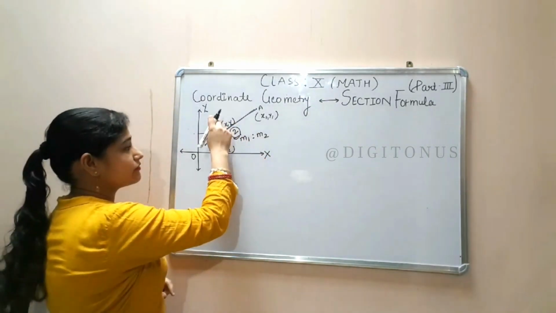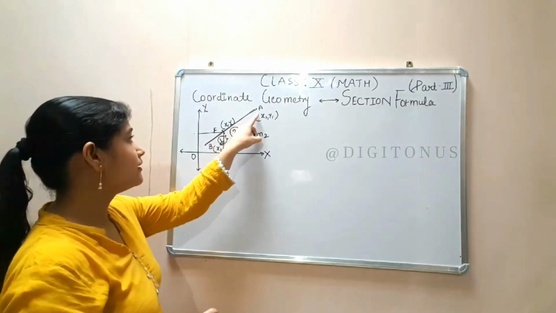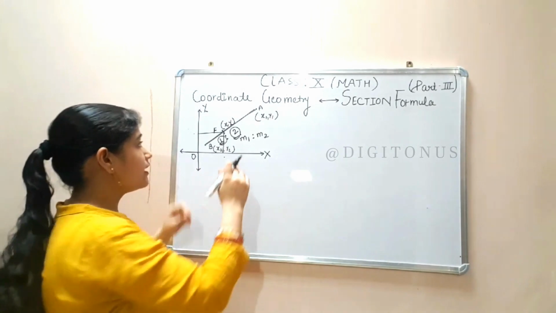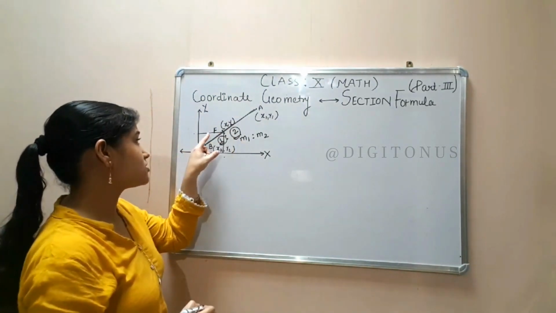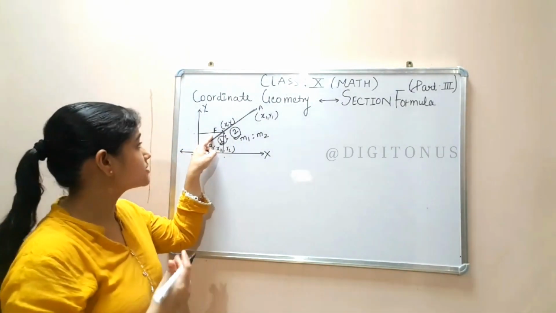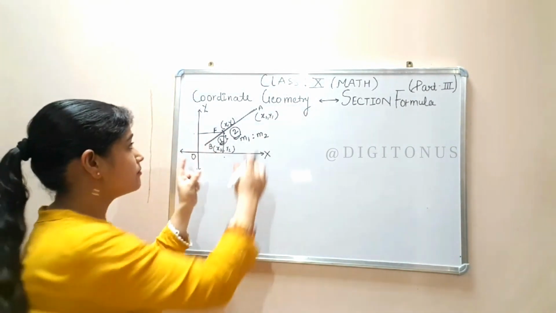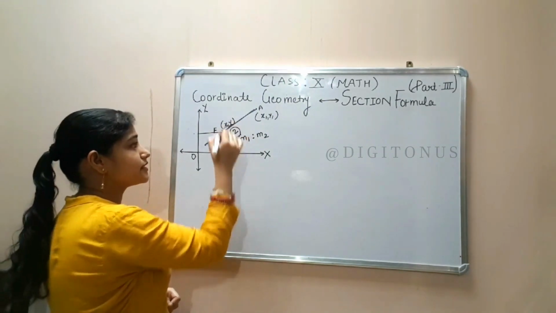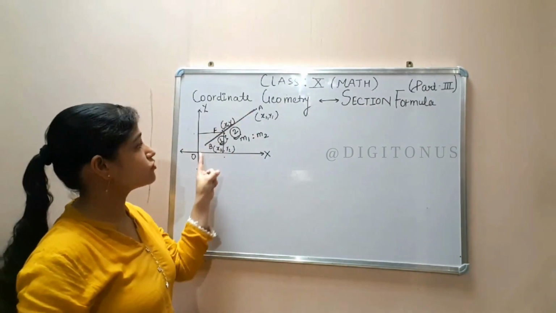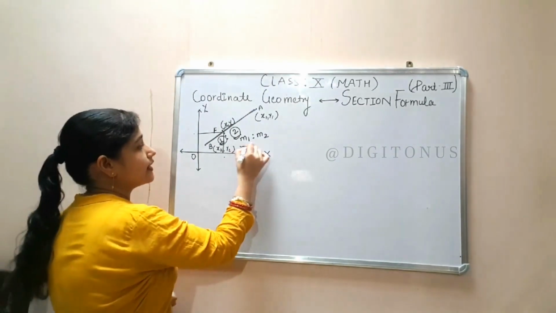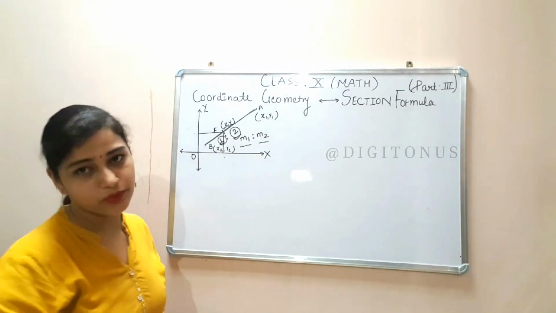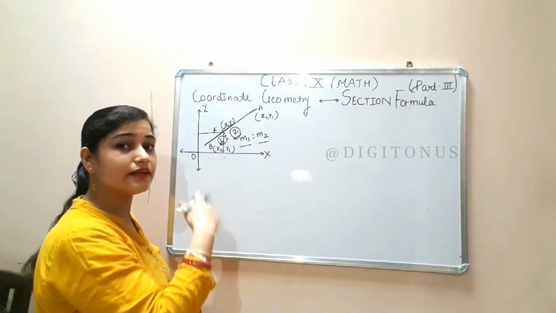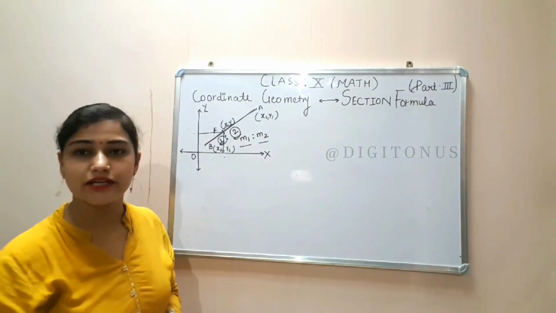So now I have explained everything: the coordinate points of A and B, and the coordinate points of point F, where we are placing something between these 2 coordinate points, will be x and y, and the ratio in which we are dividing that distance will be m1:m2. These are the names of all the terms which we will use in the section formula.